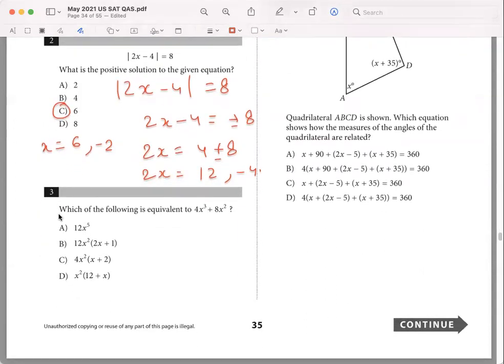Which of the following is equivalent to 4x cube plus 8x squared? So here in 4x cube plus 8x squared, if I take 4x squared common, then I have x plus 2 left inside, which is option C.